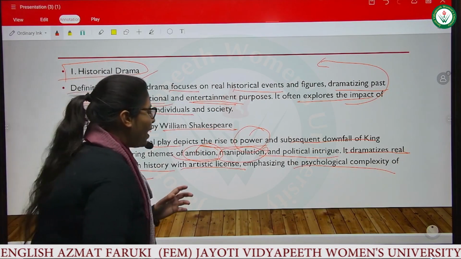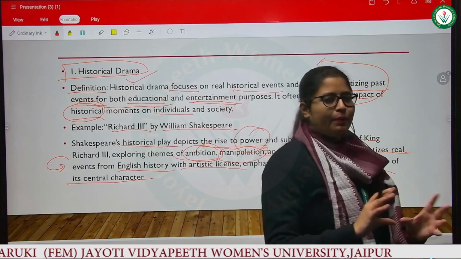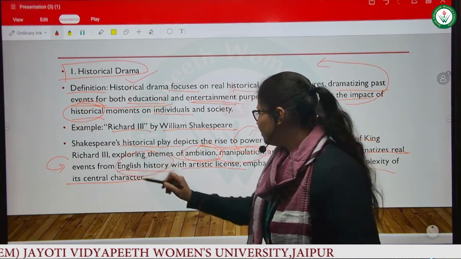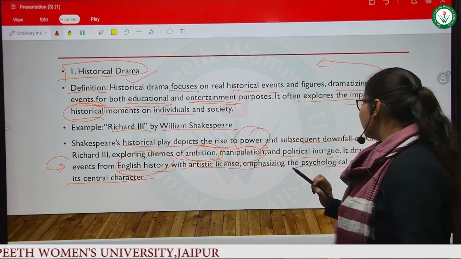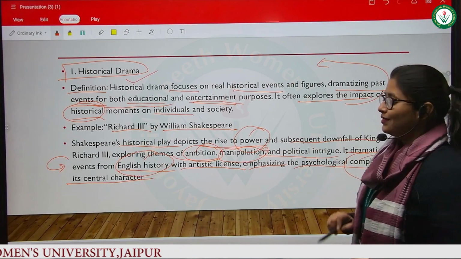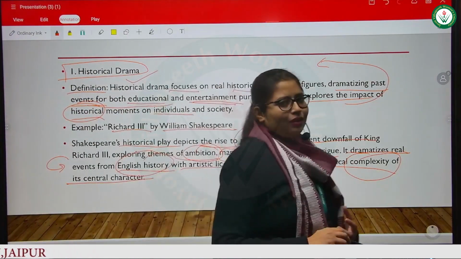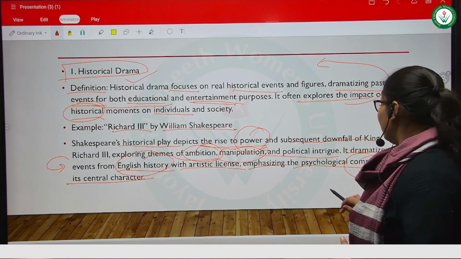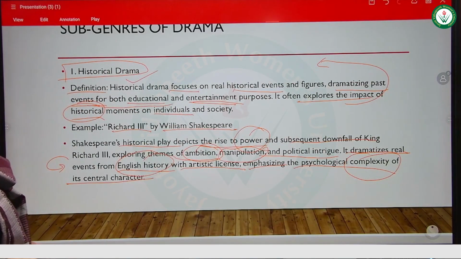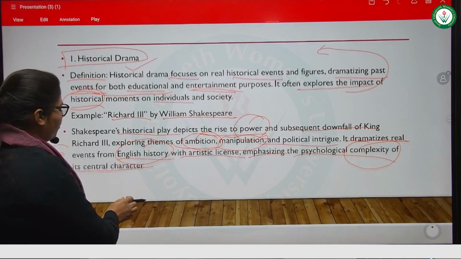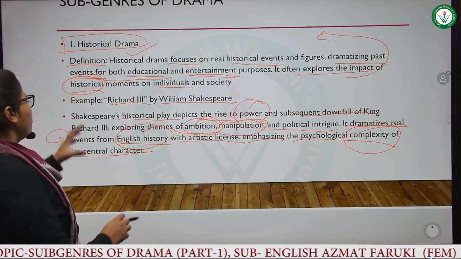The whole play of Richard III is inspired by English history, and written and performed in artistic language, and also emphasizes the psychological complexity of its central character. Psychological complexity is shown in that play, in how a character gets stuck in dilemmas and problems which are created by himself. So it was all about historical drama.